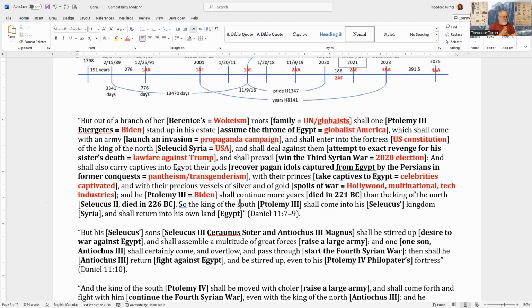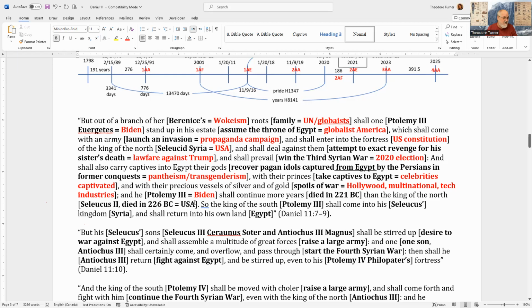And I'm still not sure 100% whether putting Biden in there as a person or just the Democrats, which we could put in there. That's a possibility. So just take Biden out and put in the Democrats. Shall continue more years. But we know Biden is a Democrat. So whether it's Biden as a person or just the Democrats, continue more years than the king of the north. Well, the king of the north would be the USA, right? So that's how we've applied this symbol.